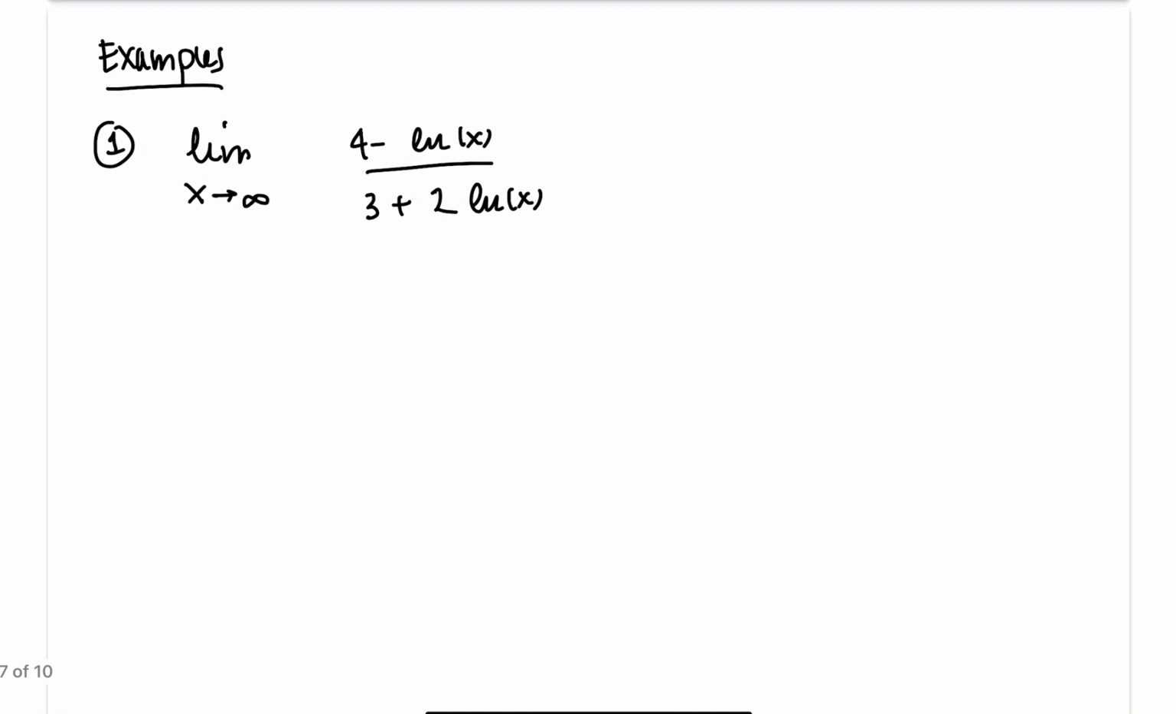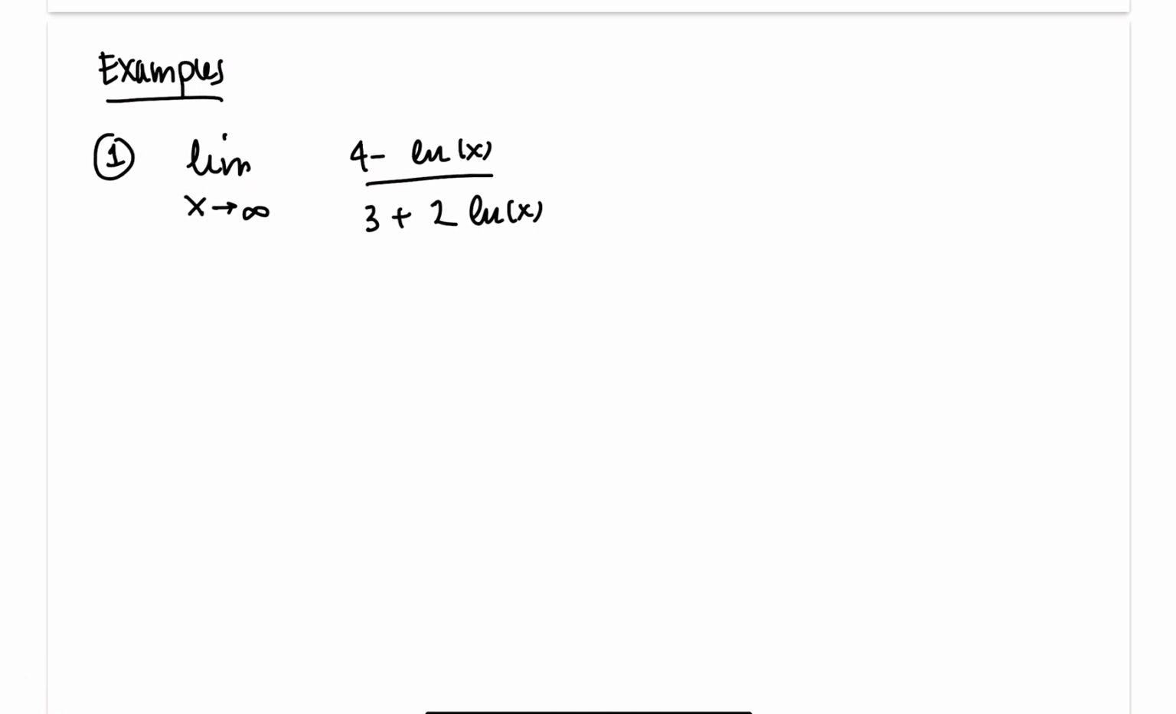Let's do some examples. If I want to find the limit as x goes to infinity, this is the only time that we can take whatever grows the fastest in the numerator divided by whatever grows the fastest in the denominator, and then take the limit as x goes to infinity of that. So in this case, 4 is a constant, so it's not doing that much.